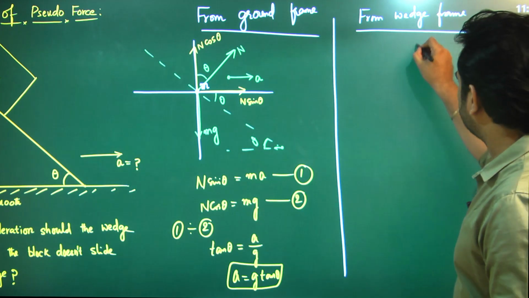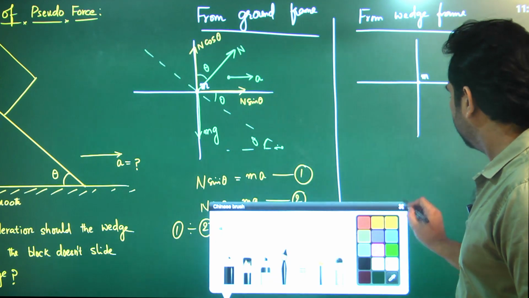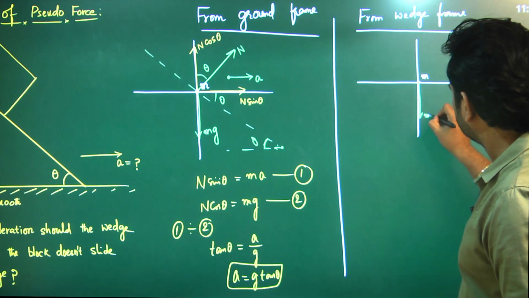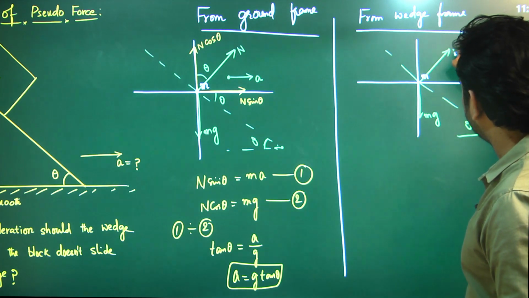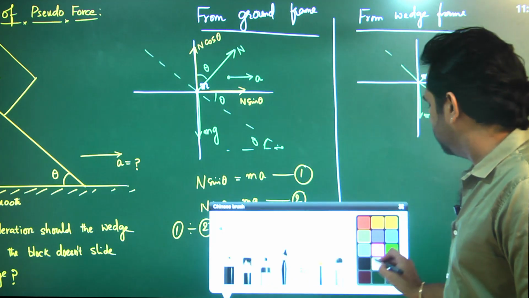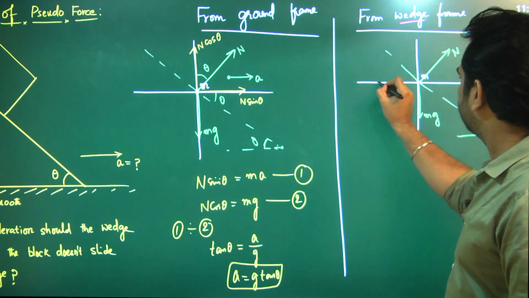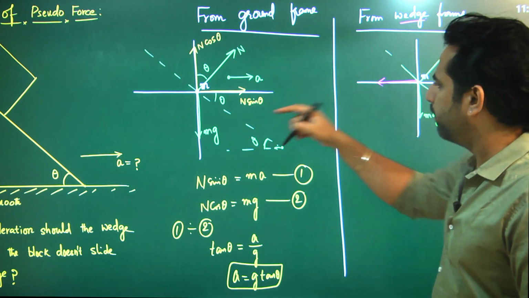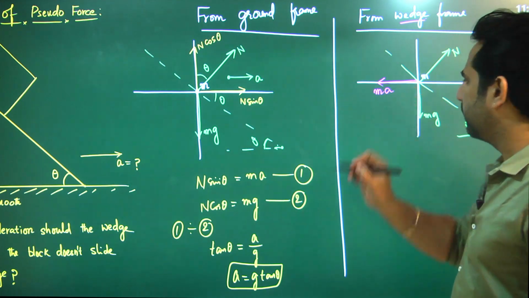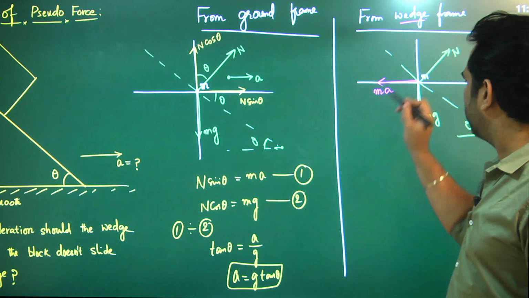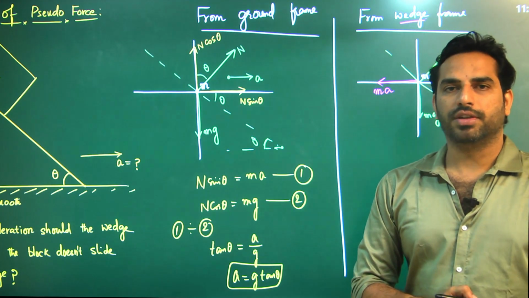So let us draw the free body diagram of the block. It has two actual forces, mg, and the normal force perpendicular to the surface of the wedge. Apart from these two actual forces, there is pseudo force because we are working from a non-inertial frame. The direction of pseudo force is opposite to the acceleration of the frame of reference, and the magnitude is mass of the system into acceleration of the frame of reference. So there is a force ma acting on it. Only if you apply pseudo force can you apply Newton's laws from a non-inertial frame of reference.